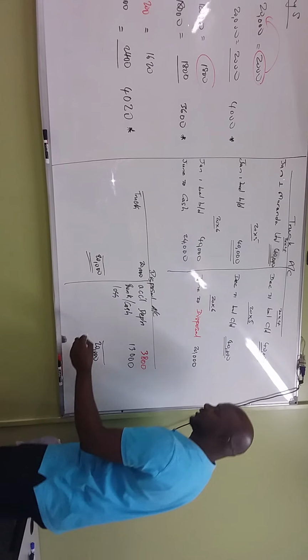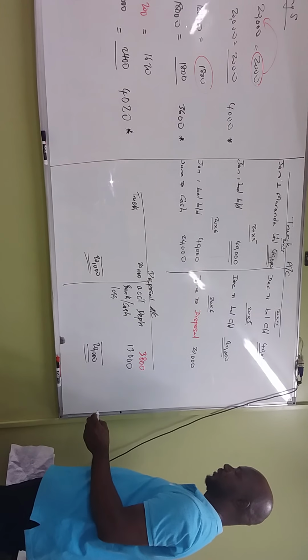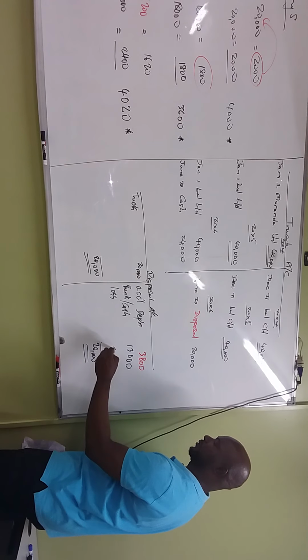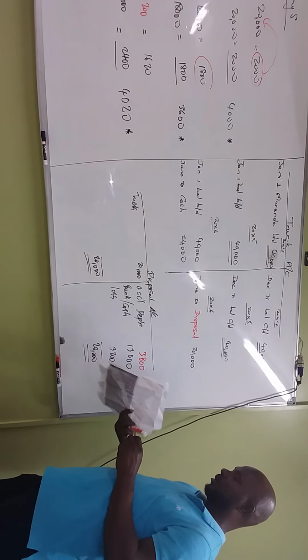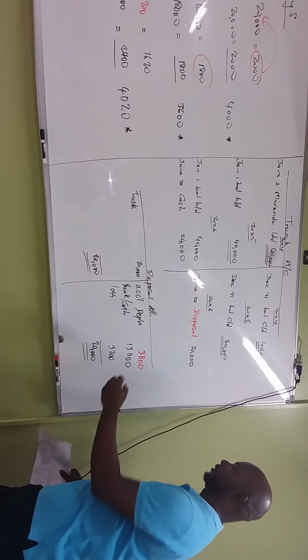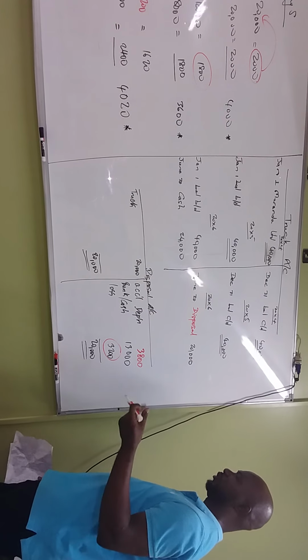You'd have made a loss on the sale of that asset. What is the loss that you would have made? You'd have made a loss of 3,200. Now, how do you know that for sure?